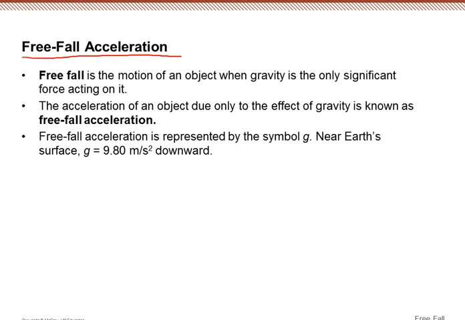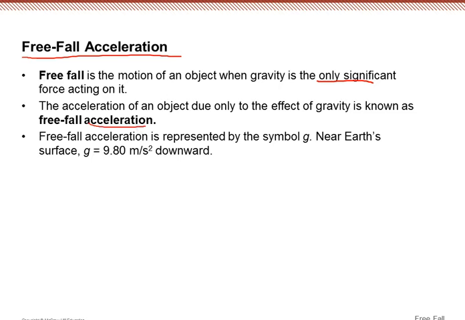Free fall is what we call the motion of an object when gravity is the only significant force acting on it. So in the ball, after the ball leaves our hand, the only force acting on it is gravity. So we say that ball is in free fall throughout its entire path, up and down. The acceleration of an object due to only the effect of gravity is known as the free fall acceleration.